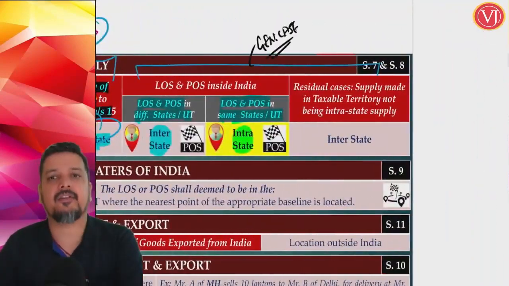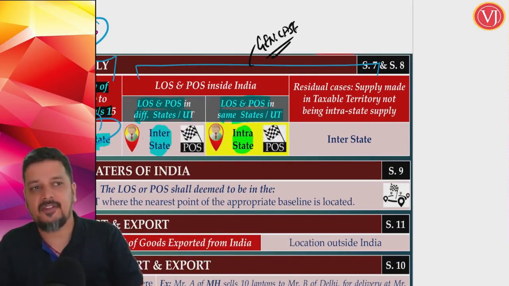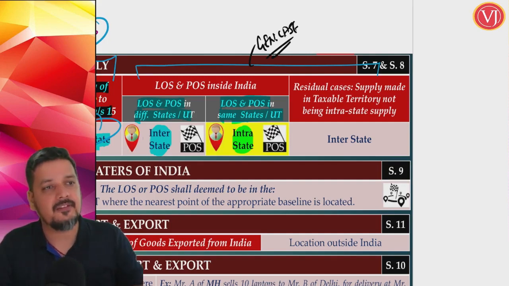General case we have already discussed, and we have been discussing it right from the beginning. LOS, POS, same state, intrastate supply, CGST, SGST. LOS, POS, different state, interstate supply, IGST.